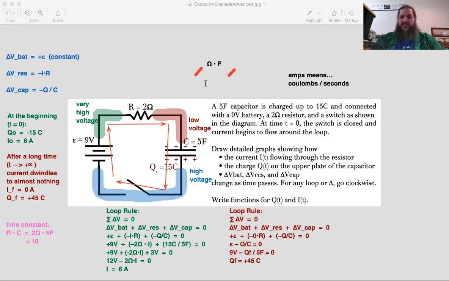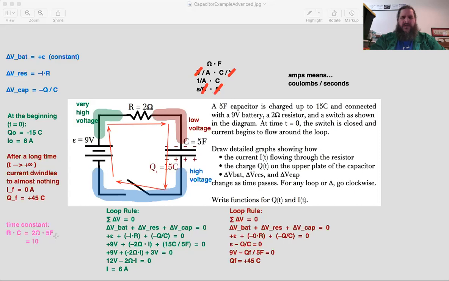So 1 over amps would be the inverse of that, seconds per coulomb. So 1 over amps is seconds over coulombs. Multiply that by coulombs, and what happens? Yeah, coulombs cancel out. We're left with seconds.